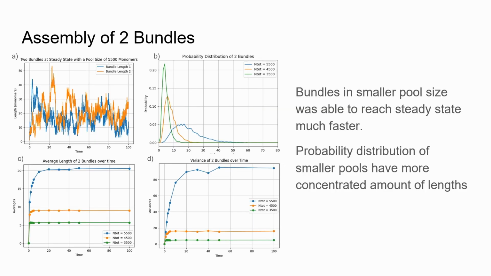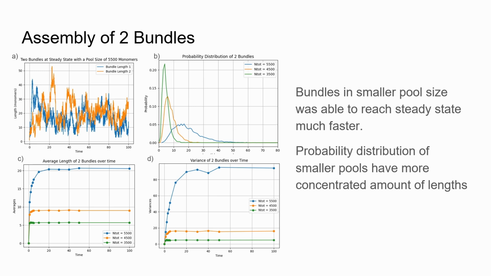Here is the assembly of two bundles in a shared pool. One thing to note is that all the data is taken from bundle 1, because that's just how we did it, and also because both the bundles are equivalent, meaning that they both have 5 filaments, their rate of growth, rate of decay are both the same, and there shouldn't be any differences in their behaviors.